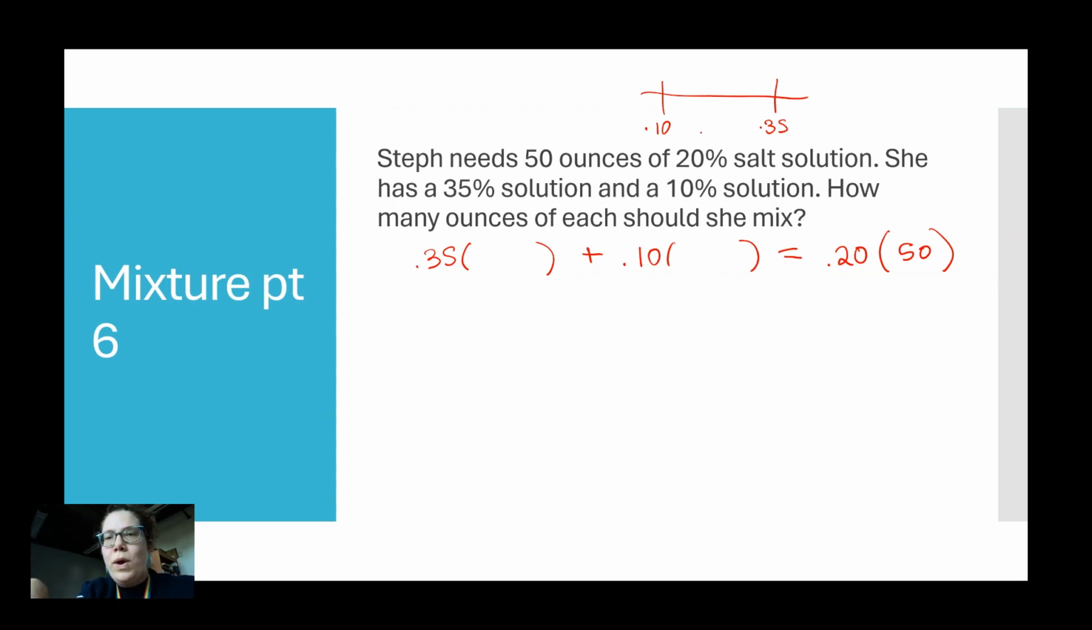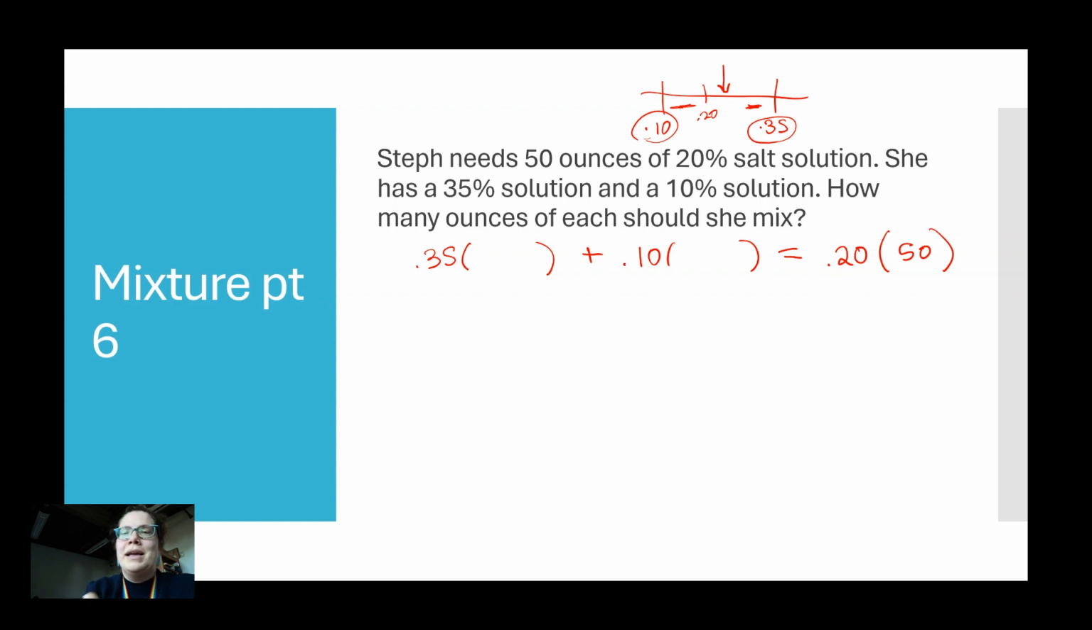So since this was 20%, which is a little closer to 10 than it is to 35, we have to have more of the 10% solution than we do of the 35% solution. Just because if it was smack dab in the middle, at 22.5%, we would have half and half, right? And if it was farther on this side, then we have more of the 35% solution. If it was more on this side, we have more of the 10% solution. Just kind of a general rule.